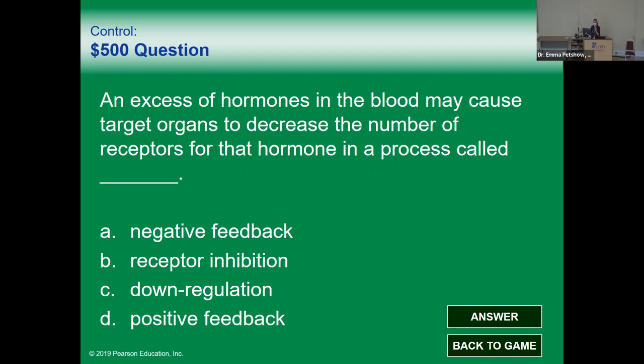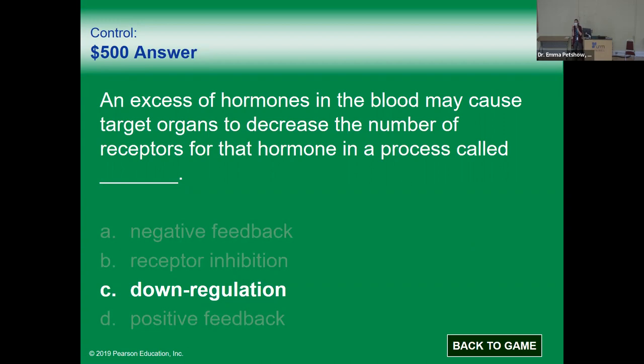I see some A's, I see some B's, I see some C's. I don't think I see any D's. And your answer is downregulation. This was a tricky one. I got you all. No, I got a lot of you. So yes, negative feedback when in doubt, it would be my answer.